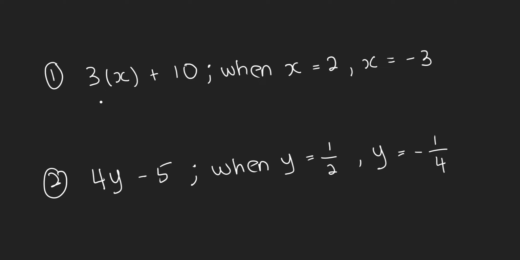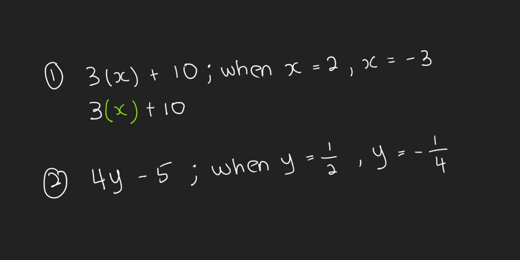The first algebraic expression that we have is 3, and if you notice, the variable is in a bracket, which means 3 multiply x plus 10. Now, to evaluate this, the values of the variable have been given to us. So we are supposed to evaluate this when x is equal to 2 and also when x is equal to -3. Now, how do we do this? Okay, so it's 3. I'm going to use a different color for the variable. So it's 3 multiply x plus 10.